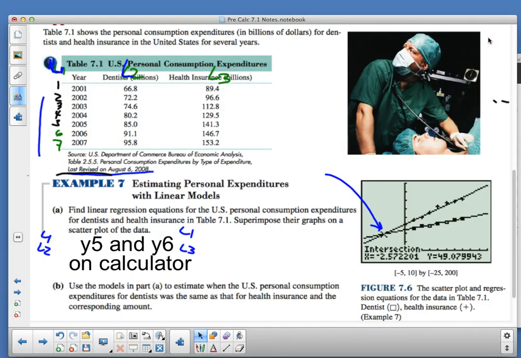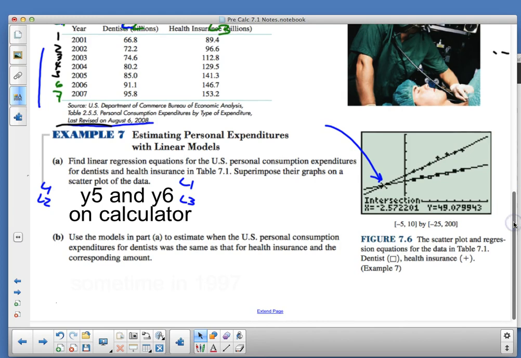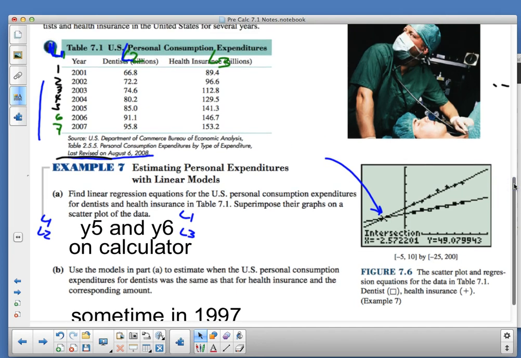Okay, so as I'm going through this, they ask, use the models to estimate when the U.S. personal consumption expenditure for dentists was the same as that for health insurance and the corresponding amounts, and it was sometime in 1997. Okay, they didn't tell me when this data was taken, so that's why I said sometime in 97. I don't know if it was in January, July, or just randomly collected during the month.